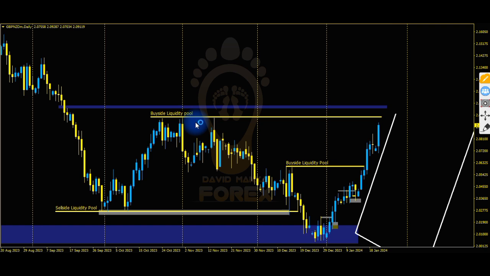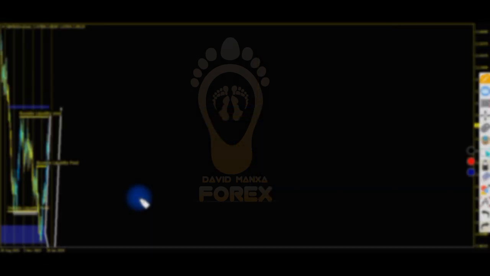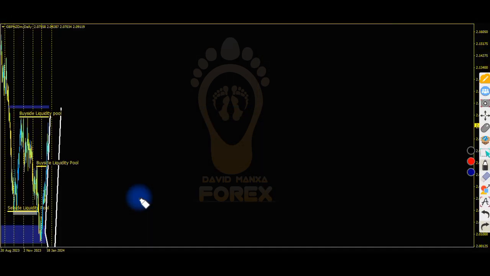So the institutional market structure consists of 4 phases. Number 1 is the accumulation, then manipulation, trend phase, and then distribution. Now let's make a drawing of what the institutional market structure would look like.